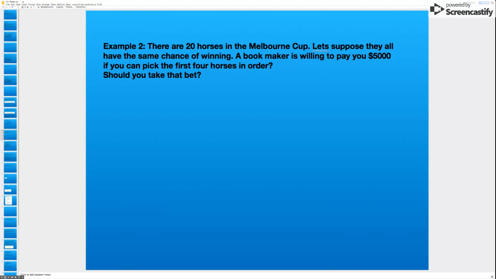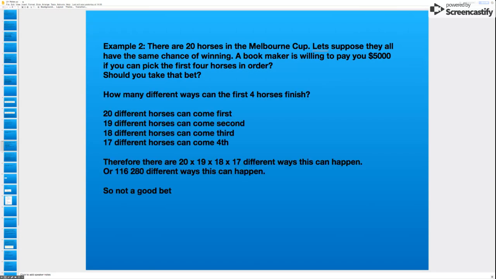Well, let's look at how many different ways the first 4 horses can finish in the Melbourne Cup. The first horse, there are 20 different horses that can finish first, then 19 different horses that can finish second, 18 different horses third, and 17 fourth. Therefore, there are 20 times 19 times 18 times 17 different ways this can happen, or 116,280 different ways. So it's probably not a really good bet. You should be getting somewhere about $100,000 for this bet.